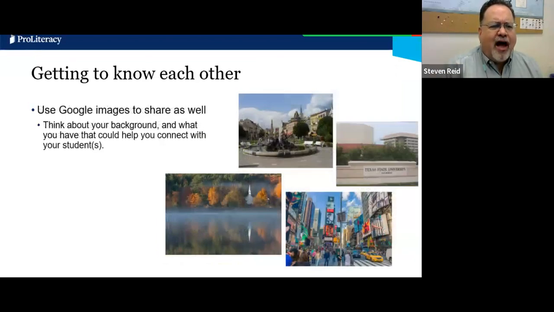And then also, I like to share some images that maybe I didn't take personally, but found through a Google search, things that will help that student understand a little bit more about me. So, for example, my degree is from Texas State University. One of my favorite vacation spots is New York City. I used to live in New Hampshire, which in the fall is gorgeous. And I also used to live in Slovakia. And when I got to Slovakia, I did not speak a single word of Slovak.